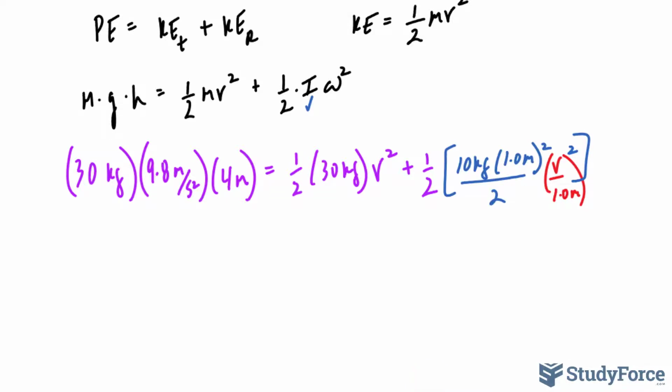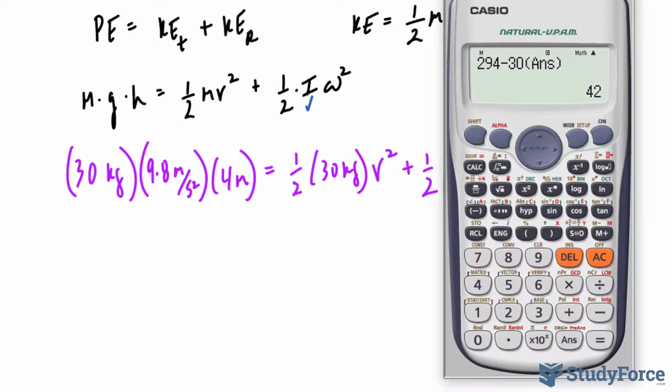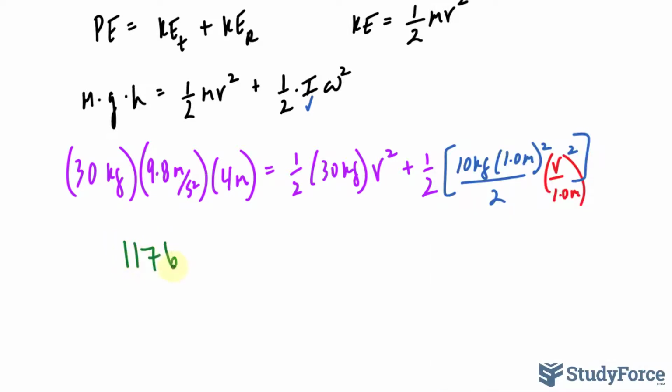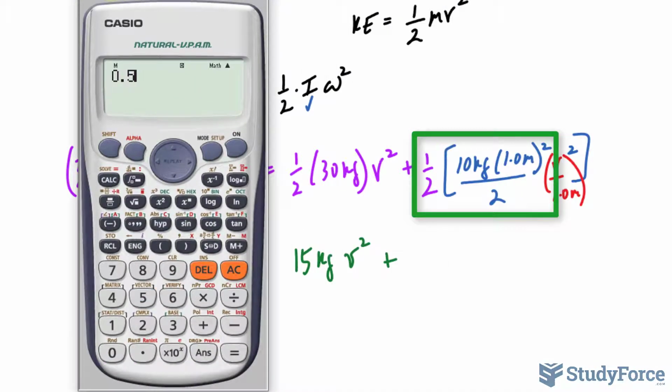To make matters simple, let's start by calculating the left side. 30 times 9.8 times 4, and we end up with 1176 kilograms times meters squared per second squared. That's the left side. On the right side, half times 30 kilograms is 15 kg, v to the power of 2, plus half, which is 0.5, times 10 times 1.0 to the power of 2 divided by 2.